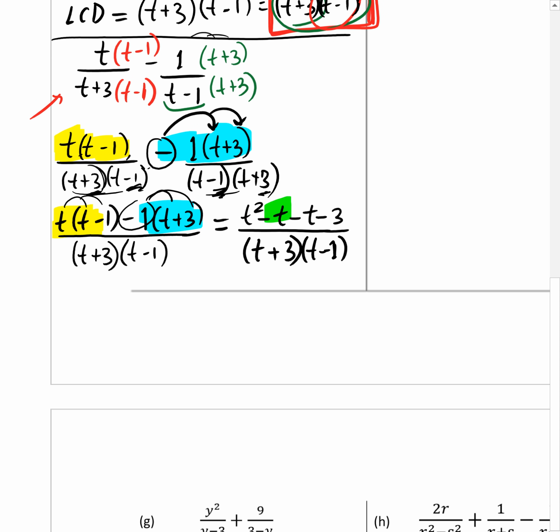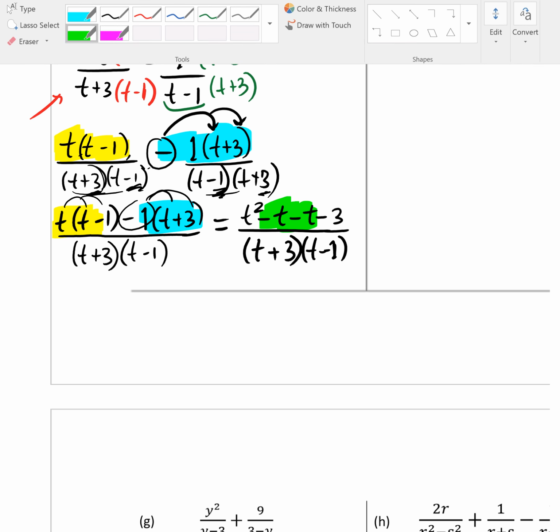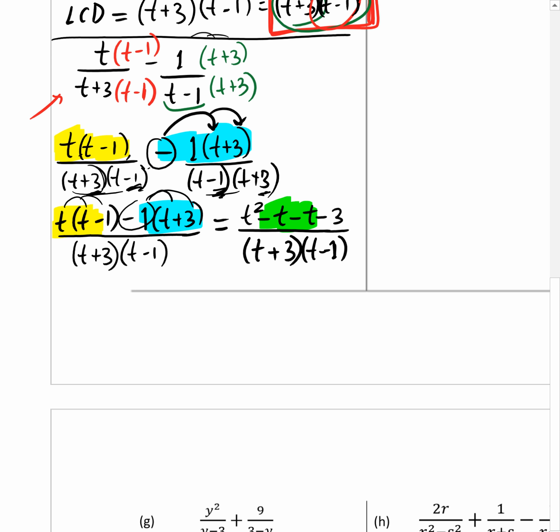Alright, now I notice that in the numerator there are a couple like terms. Negative t and t. Negative t and negative t. So they can combine. That's t squared. Negative t and negative t make negative 2t. And then the minus 3 over that common denominator. So we've done all the subtracting that we need to. The only last thing would be to see if it reduces.